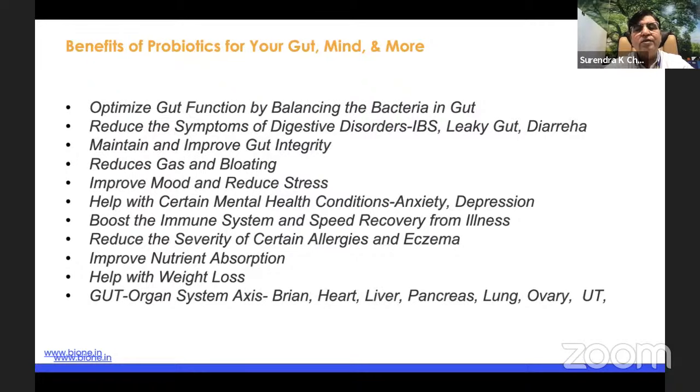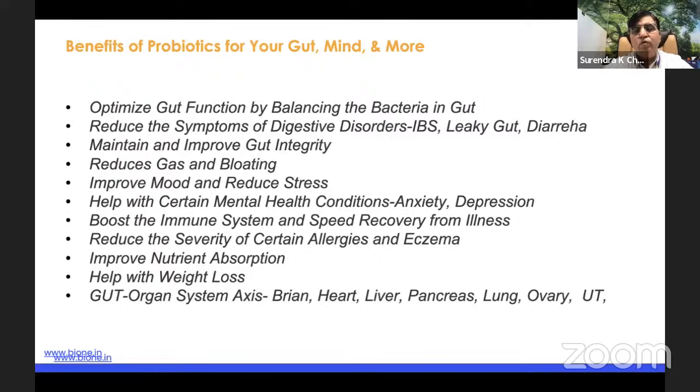And in many cases we have seen that diet has played a very important role. Microbiome-based diet has played a very important role, and providing the microbiome together with probiotics helps people who are facing severe problems with eczema and skin allergies, basically. It also improves nutrient absorption and helps with weight loss.